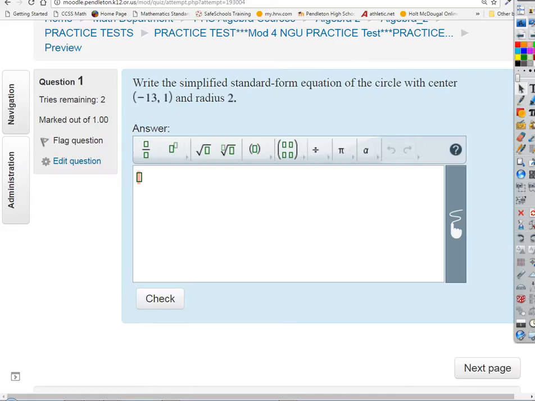Okay, so let's go through this. So first thing is write the simplified standard form equation of the circle with center at. Do I have an equation of a circle up here somewhere? I don't. We need to put that up. Okay, we'll do that right now on the board. So the equation of a circle. Is there a circle up there? No, I've got parabolas. Okay, I'm gonna put it over here by the parabolas.